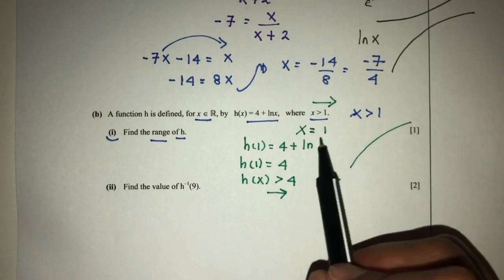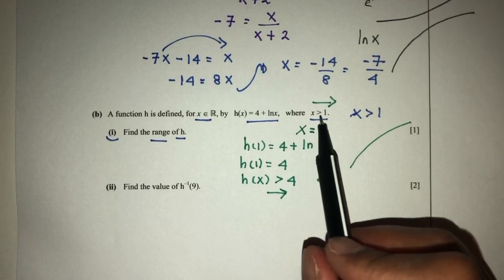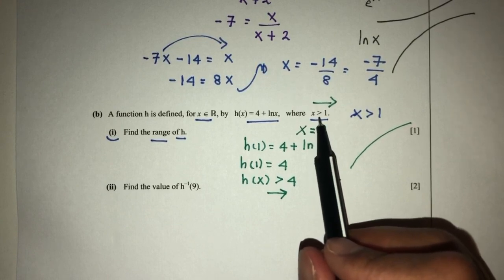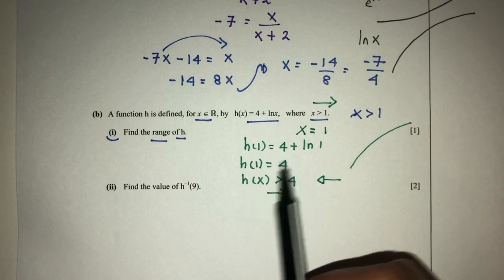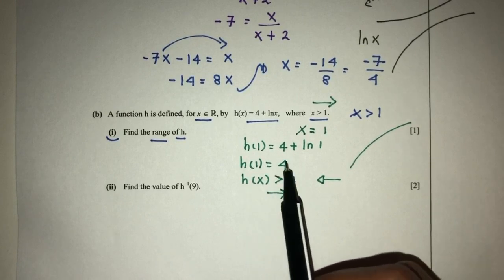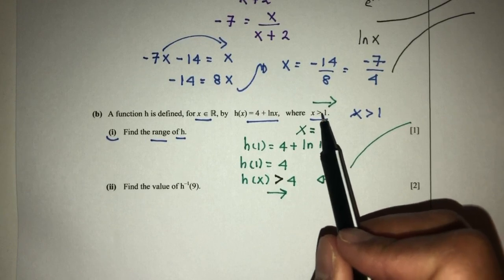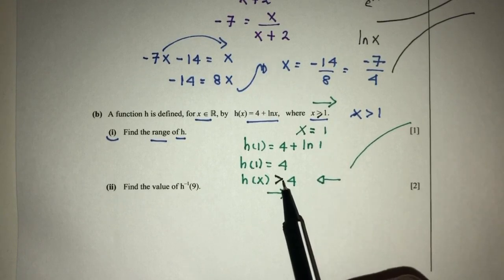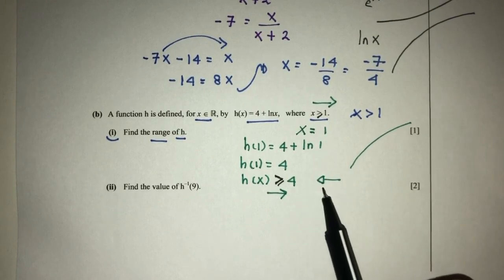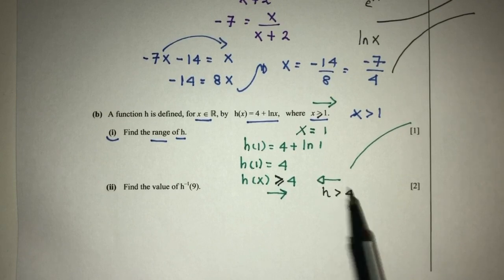Just assume the value of 1, because you can see that's the minimum value that we don't take, right? And then you will have 4. You know that it has to be more than 4. If it was equal here, obviously we'd also put equal here, but here we don't have equal. Your answer will be just h, it has to be more than 4.